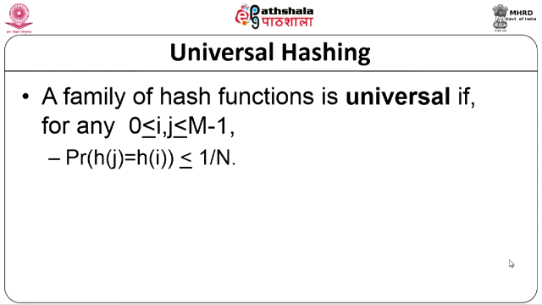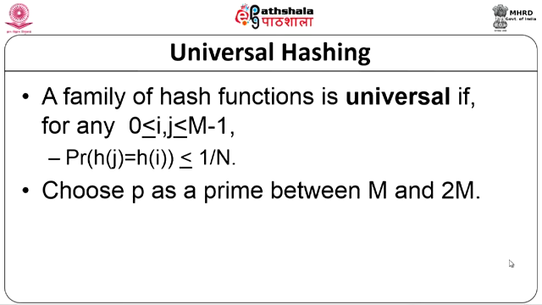So, the family of functions is universal if for any i and j, remember 0 to m minus 1 is the size of the table, the probability of h of j equal to h of i is less than or equal to 1 by m, that is, hashing to the same value.